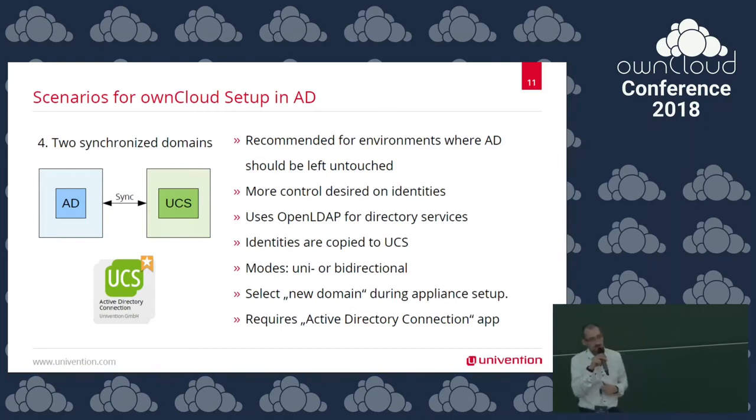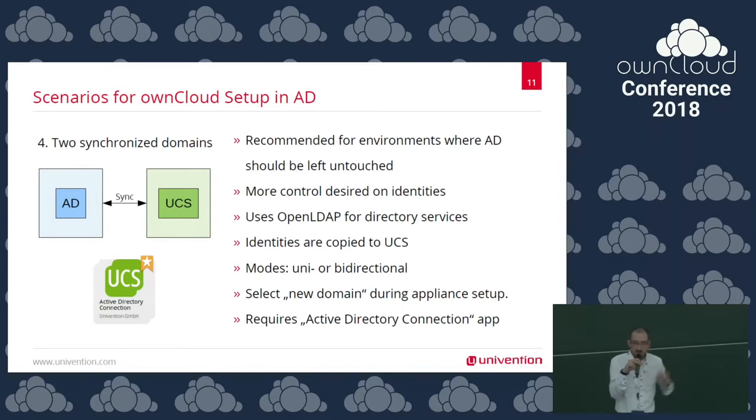And the fourth scenario is you have an Active Directory domain and you do not really want to touch it or change it, and somehow it needs to be separate from the Owncloud appliance. Then you can connect those two domains and synchronize the user data here. What you have is two separate domains and basically a copy of the identities from the Active Directory to UCS or vice versa. You may also have the requirement to use an Active Directory and you already have UCS.